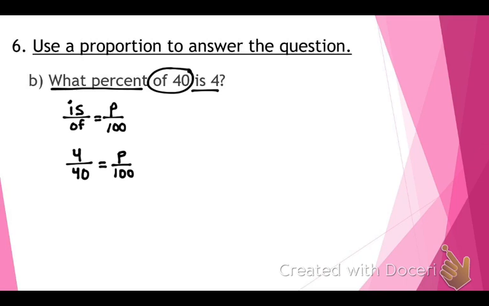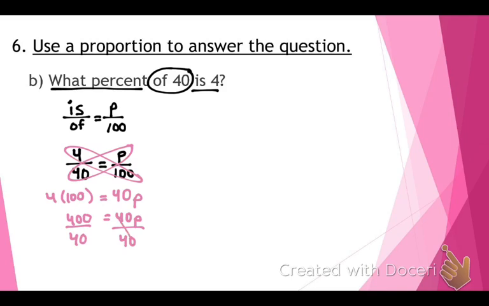All right? Let's cross multiply. Alex, what should I do? 4 times 100 equals 40p. Guys, what's 4 times 100? 400. Landon, what do I do now? Very good. We divide by 40 on each side. Michael, what is my answer?